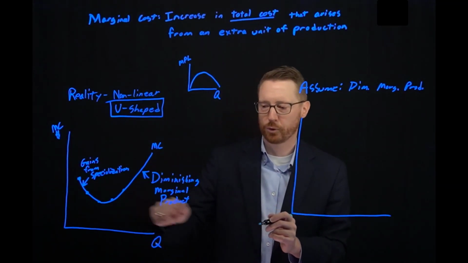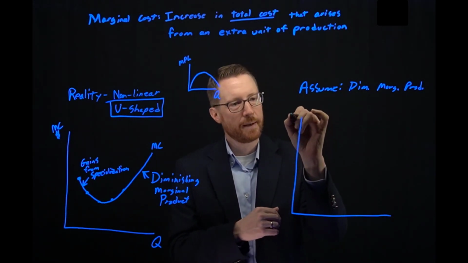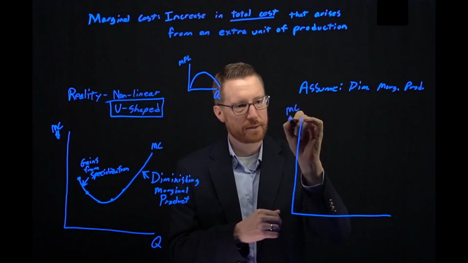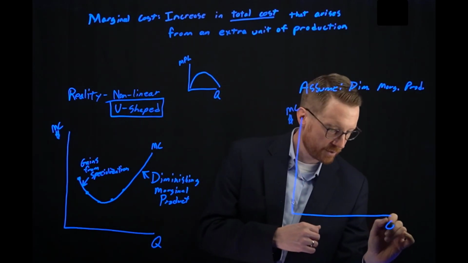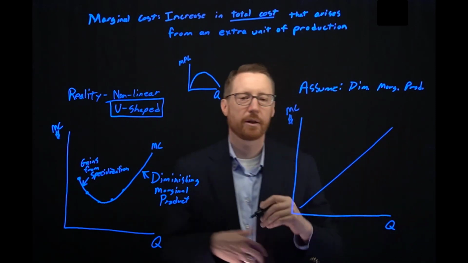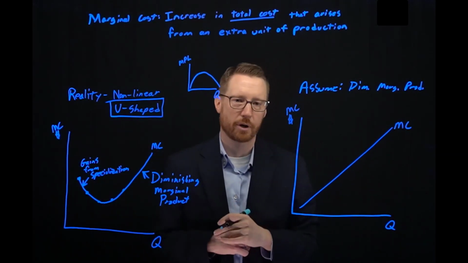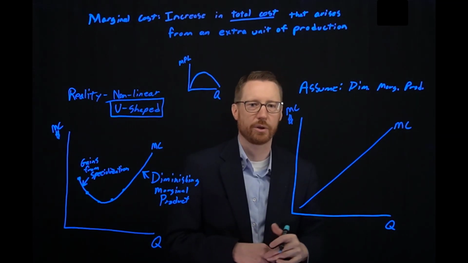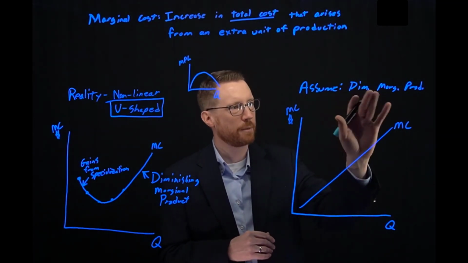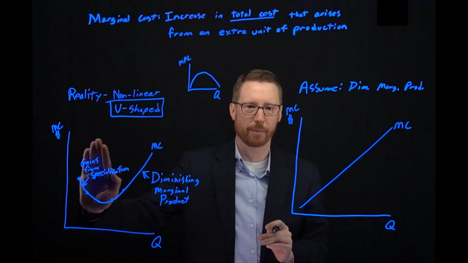If we just assume we're in the diminishing marginal product piece of this, then we're looking at marginal cost in dollars versus quantity. And what does this look like? It looks like just an upward sloping curve of marginal cost. So essentially what we're doing when we're assuming diminishing marginal product is we're ignoring this startup phase.